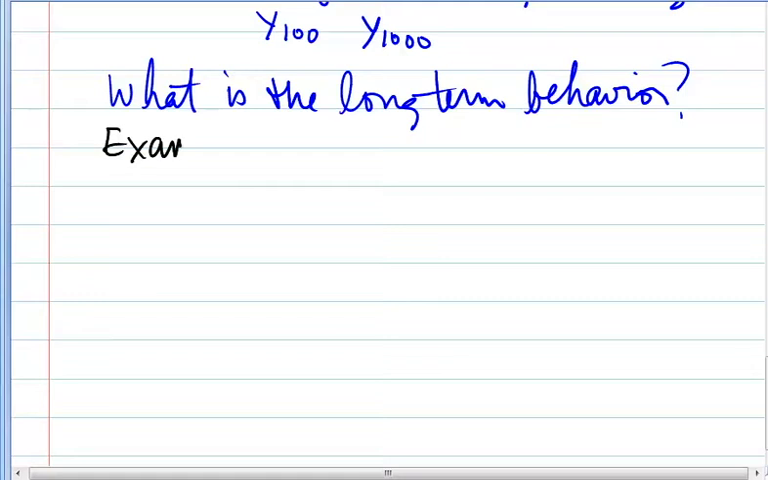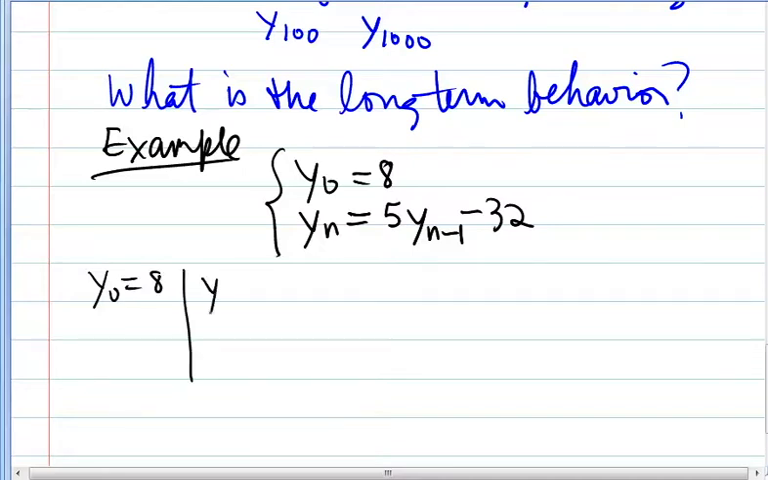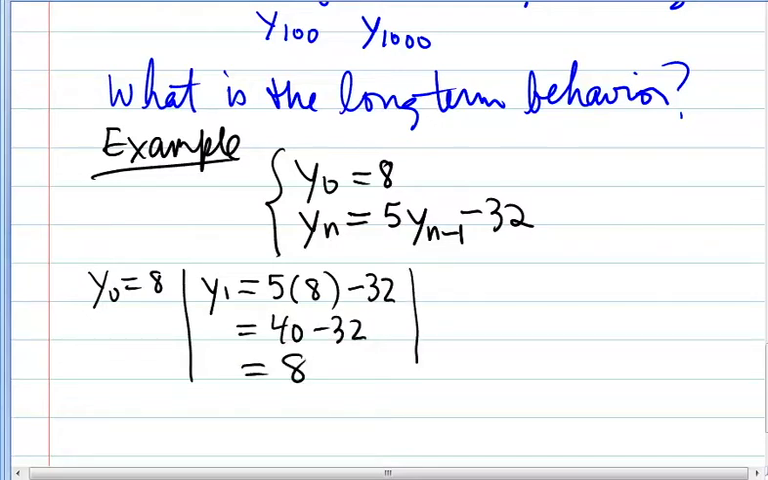Here's another example. y0 equals 8 and yn equals 5 yn minus 1 minus 32. Okay, so there's the difference equation. And now I'm going to start generating some terms. So y0, of course, is 8. That's given. y1 looks back at the term that comes before it, which is y0, and multiplies by 5. So I'm going to take 5 times 8 and subtract 32. So 5 times 8 is 40, minus 32, and I get 8.